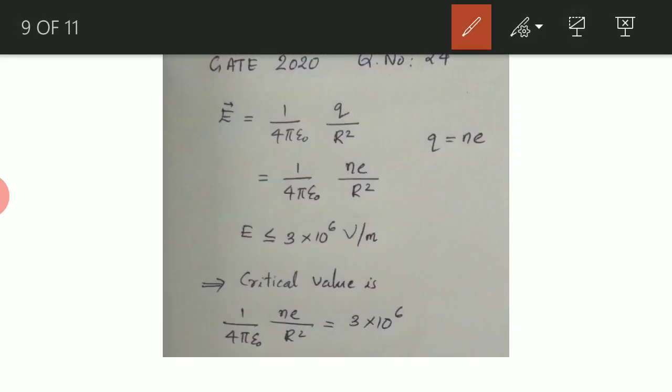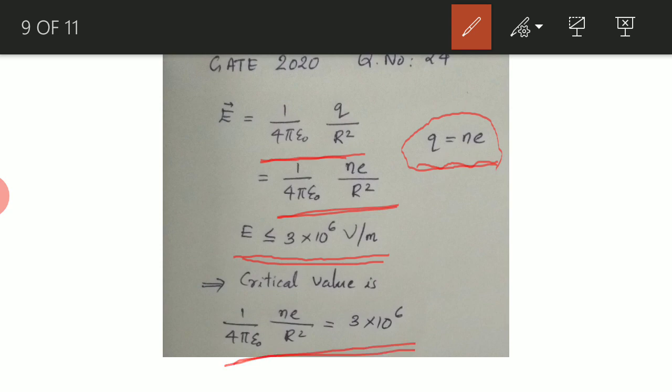The electric field due to a uniformly charged sphere is given by 1 by 4π ε0 q by r². Now this q is due to the deposited electrons. If N is the total number of electrons on the surface, total charge of the sphere is Ne. This is the equation for the electric field due to the charged sphere. The electric field should be less than the critical value, which is 3 into 10 raised to 6. Now equating these two values, I will get 1 by 4π ε0 Ne by r² equal to 3 into 10 raised to 6. Now all I need is to solve this to find the value of n.